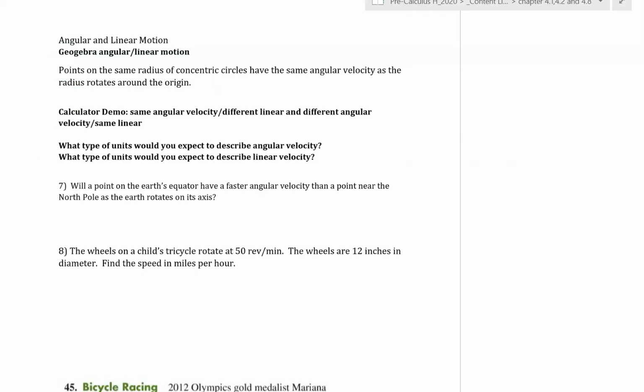Okay, so I might ask you, what types of units would you expect to describe an angular velocity? You might see radians per second. You might use revolutions per minute. Now for a linear speed, a linear velocity, you might see feet per second, or centimeters per minute, or miles per hour. So a lot of times the units make it a little bit easier.